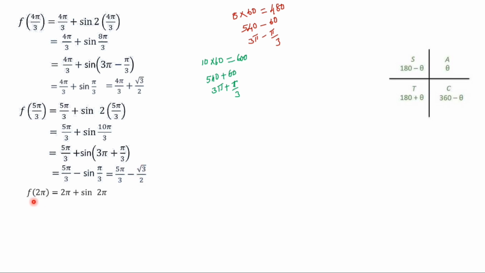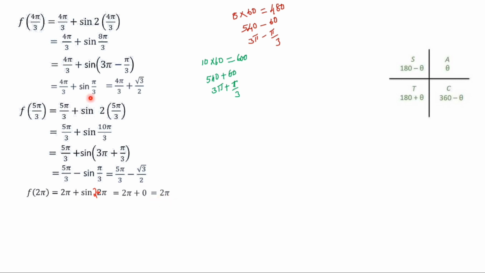Next, the last one is f of 2 pi. That is equal to 2 pi plus sine 2 into 2 pi. Then f of 2 pi is equal to 2 pi plus sine of 2 into 2 pi. Sine of 4 pi will be coming as 0. So we will be getting the answer as 2 pi.